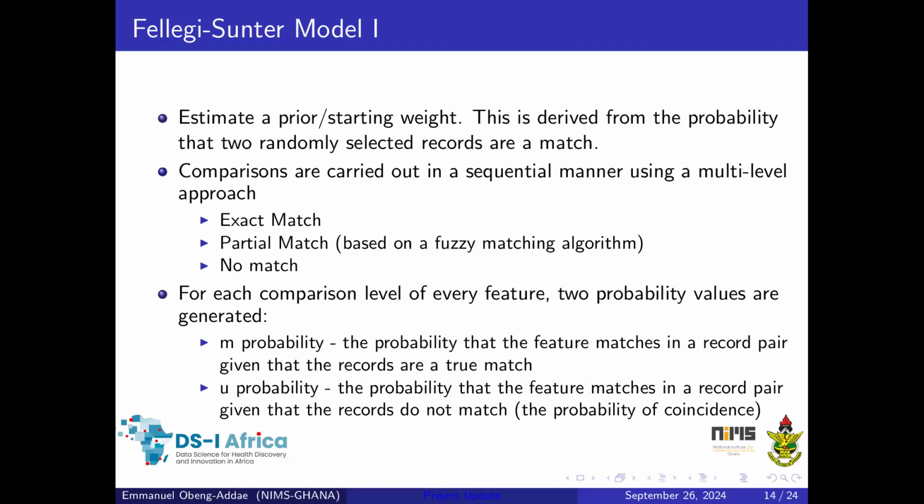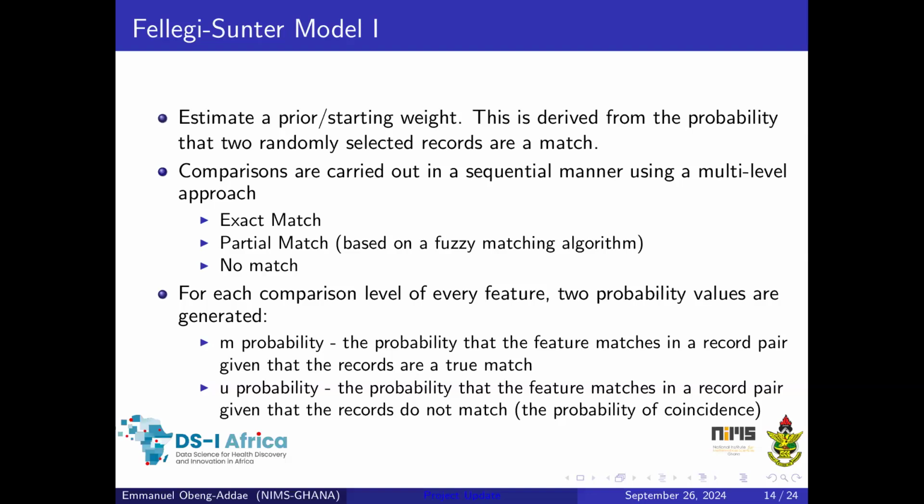For each comparison level of every feature, so we are comparing on each feature. Let's say we pick the name, we compare; the dates, we compare; the address, and then we compare. On each level of each feature, we are going to generate two probability values. The first is the small m probability. This is the probability that the feature matches in a record pair, given that the records are a true match. And then we also calculate the U probability. That's the probability that the feature matches in a record pair, given that the records do not match.